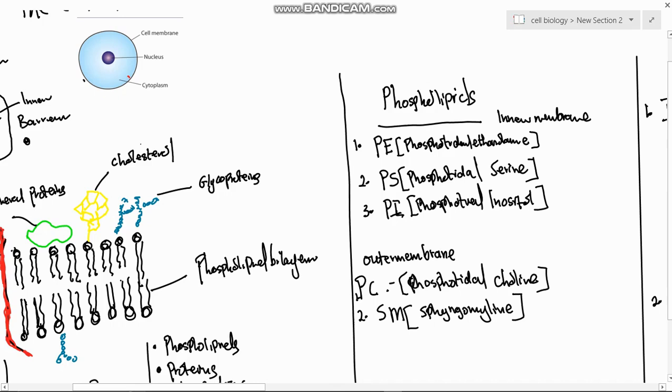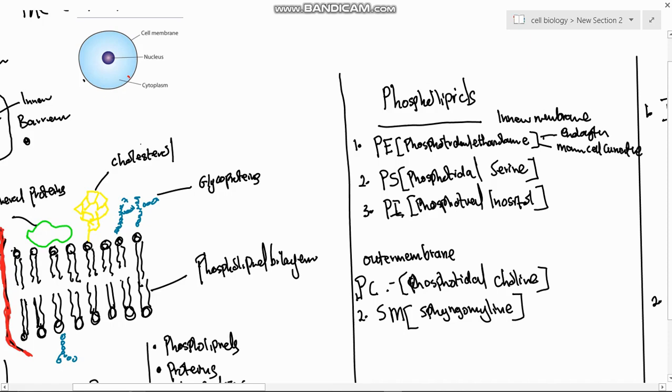So for instance, phosphatidylethanolamine is responsible for maintaining cell curvature and also in the fusion process. So when we talk about, let's say, endocytosis, it is this component of the plasma membrane that is key or critical in the endocytotic process. Then we can also talk about maintaining cell curvature.